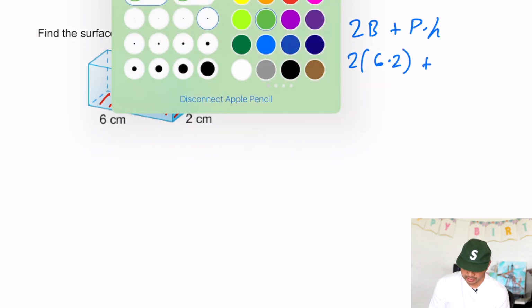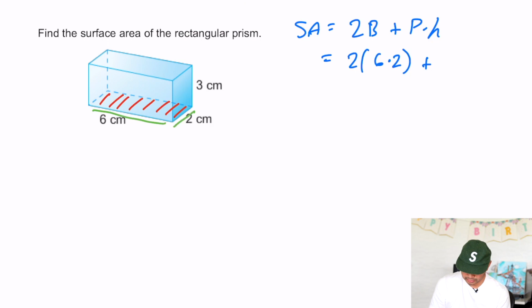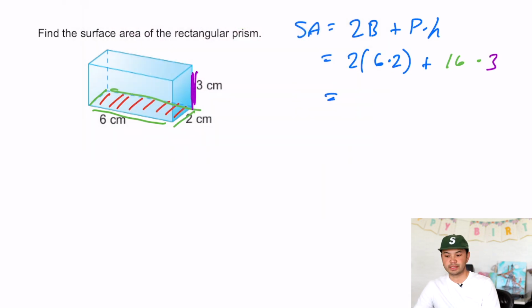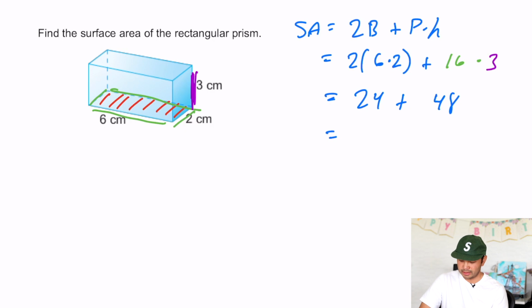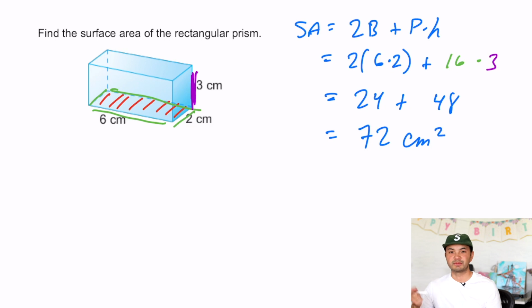So the perimeter of the base is going to be 6 plus 2 plus 6 plus 2. That would be 16 times the height. The height is the altitude, which is 3. Now I just need to multiply all this out. So 24 plus 48, that's going to be 72, and this is centimeters squared. As you can see, that was already a lot faster, and that's me talking you through this.